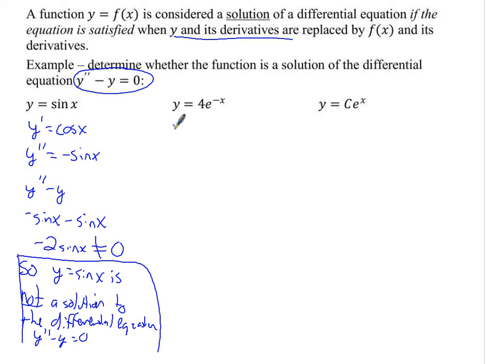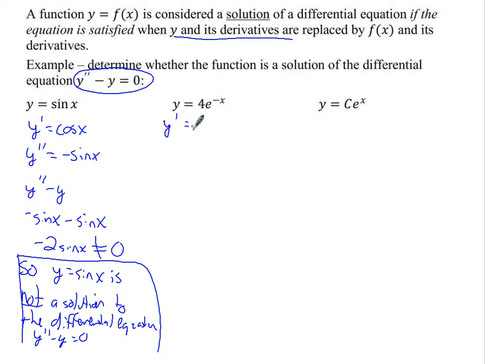So let's try the second one. We have y equals 4e to the negative x power. I'm using the exact same differential equation here to try to decide if y equals 4e to the negative x power is a solution to that differential equation. So that means I need to find y double prime.